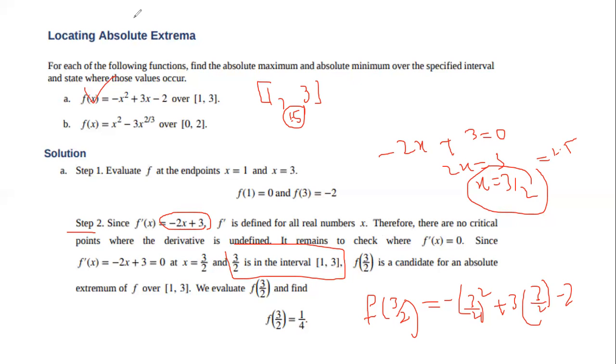So this value, after calculation, will be 1/4. I calculated it by using a calculator. So this is 1/4, the function value at t/2, which is within my range.